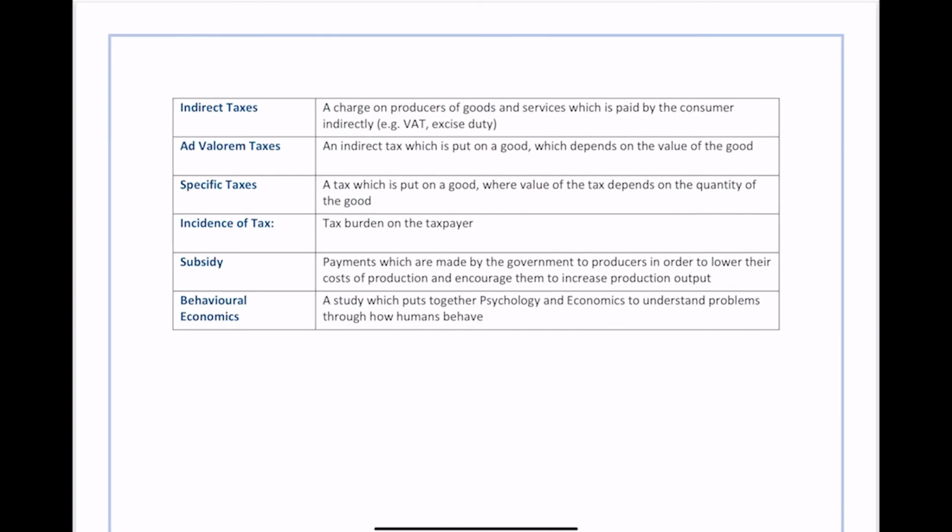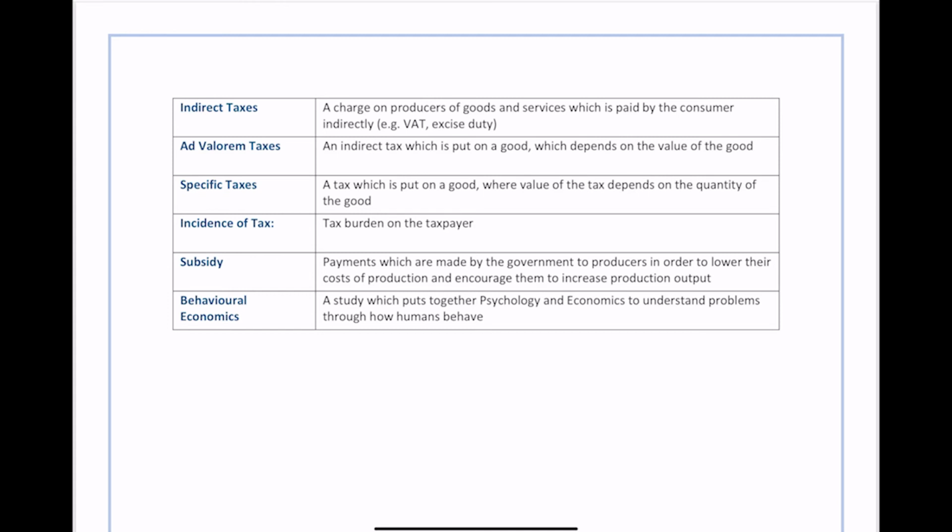So cool. Now let's move on to the final few things to know for this topic. That's taxes. Indirect taxes are just a charge on producers of goods and services, which is paid by the consumer indirectly. What I mean by that is that the government might tell a producer, okay, I'm going to put this tax on your product, like 20% VAT. And then the producer says, fine, I'm just going to increase all the prices of my goods by 20%. And in the end, who's paying for it? It's you as the consumer, because you're buying it, the prices went up by 20%, so you're making up for that cost that went up. So that's why we say you indirectly pay for it as a consumer. Government charges producer, producer passes on to you, you paid for it indirectly.